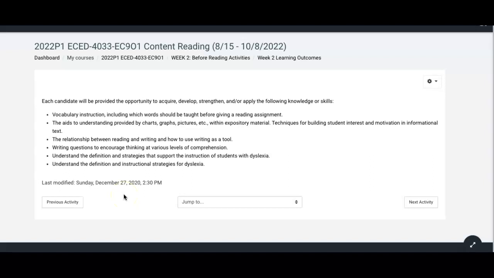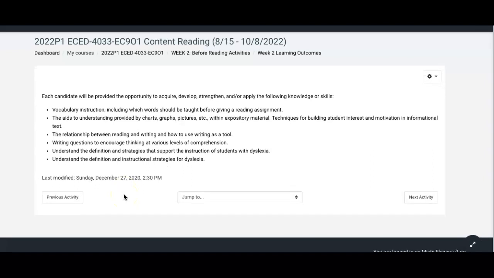This week, you're going to be provided the opportunity to acquire or further develop your knowledge or skills when it comes to vocabulary instruction, including which words should be taught before a reading assignment, the aids to understanding, provided charts, graphs, pictures that go along with expository material. Techniques for building student interest and motivation in informational text.